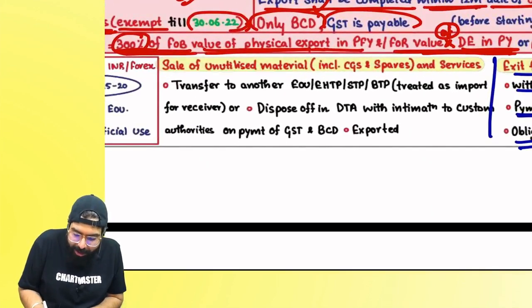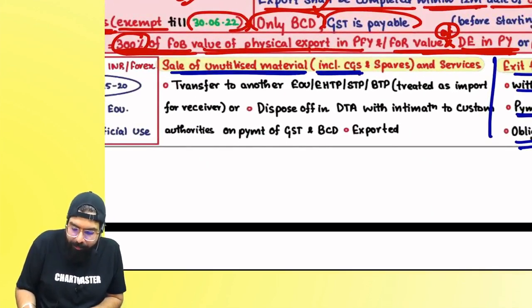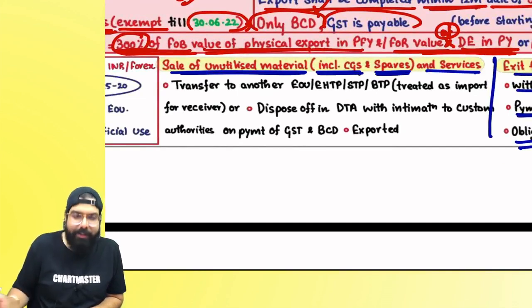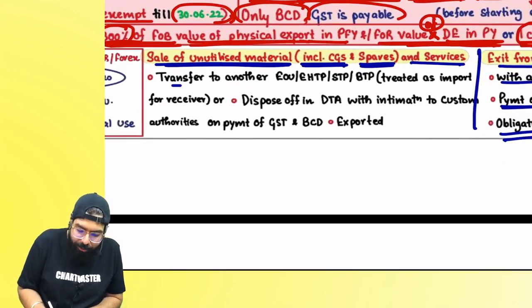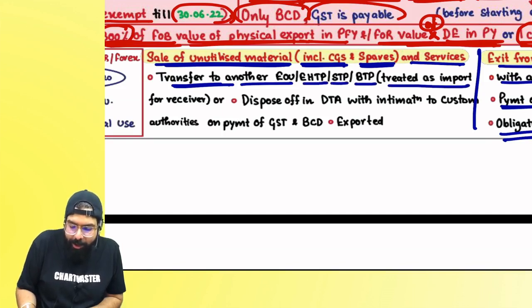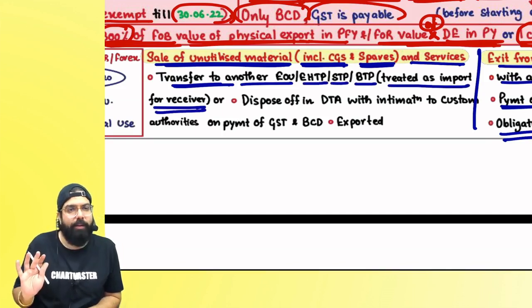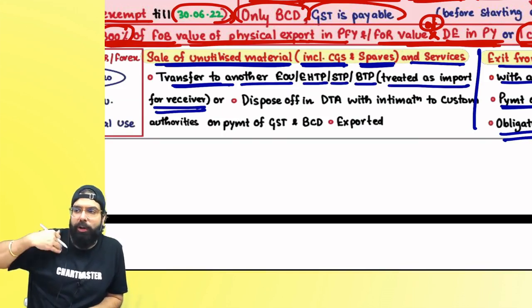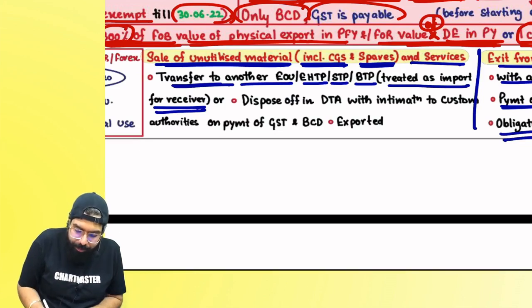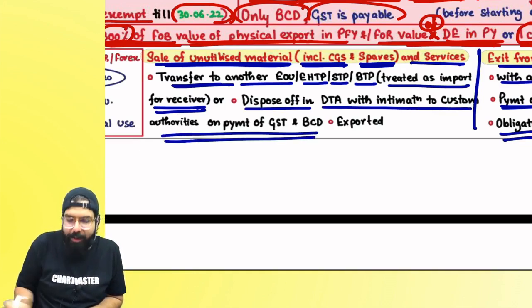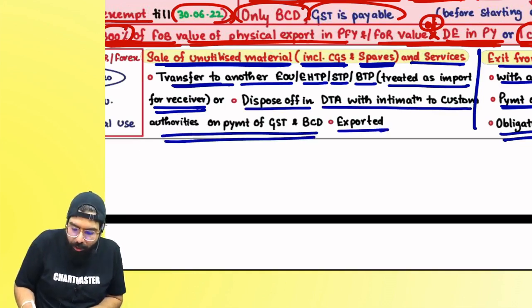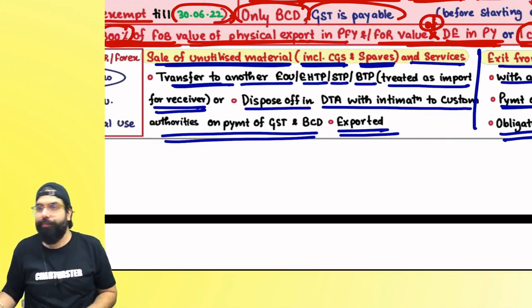Sir, sale of unutilized material including capital goods and spares and services. They are telling if you transfer to another EOU, ESTP, STP, BTP, it will be treated as import for the receiver. One EOU has sold it to me. It will be treated as what? Imports. Or disposed of in the domestic tariff area. Then you have to pay GST and basic custom duty. Or you can export it also.